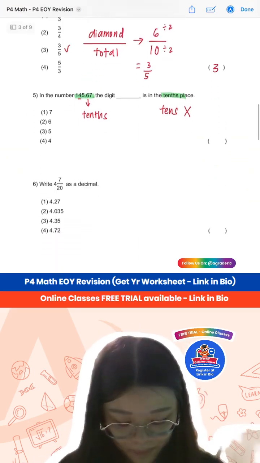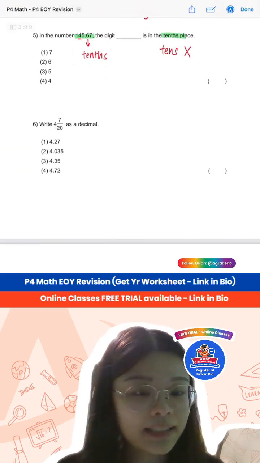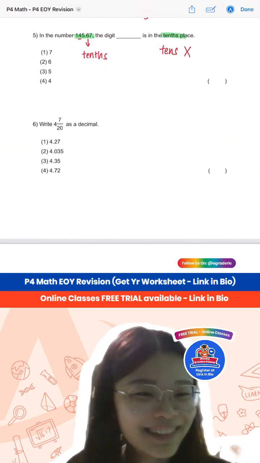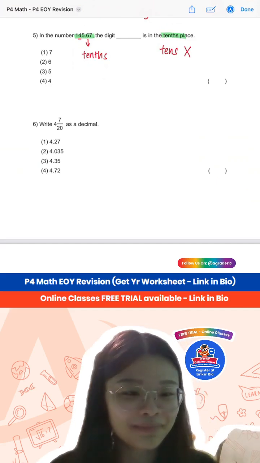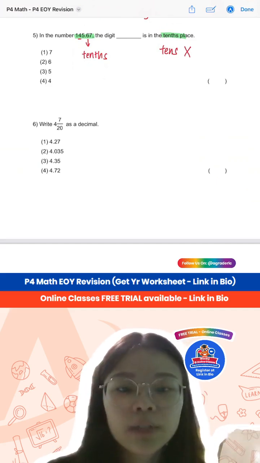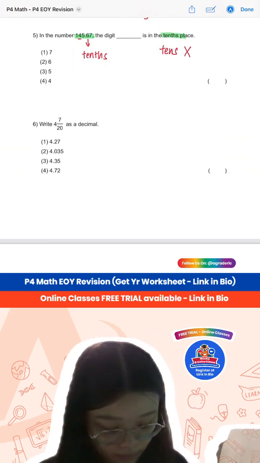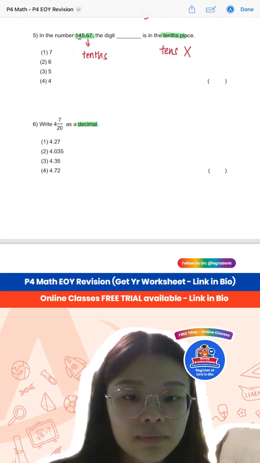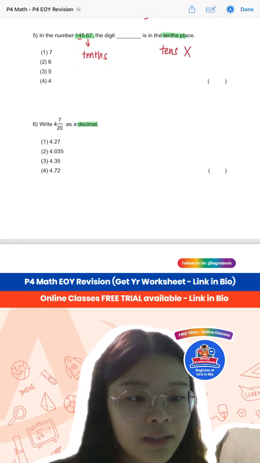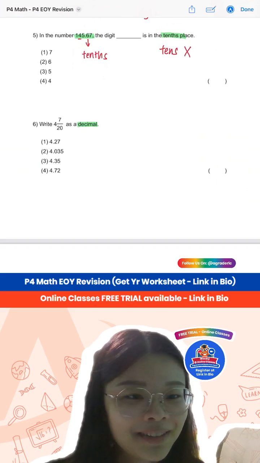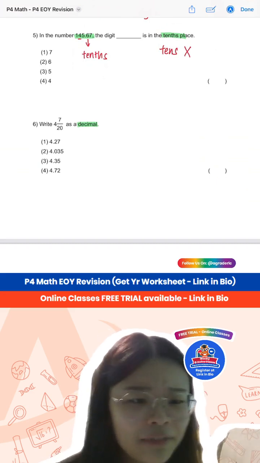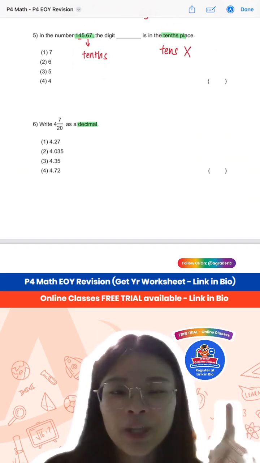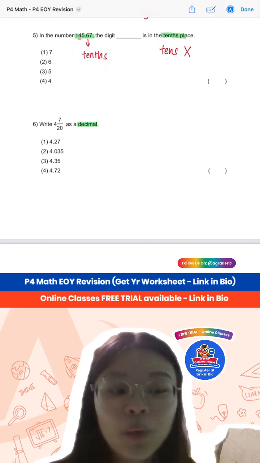Now we move on to question 6. Write 4 wholes and 7 out of 20 as a decimal. Okay, good. Answer option 3. Need to make 100, then can put decimal.